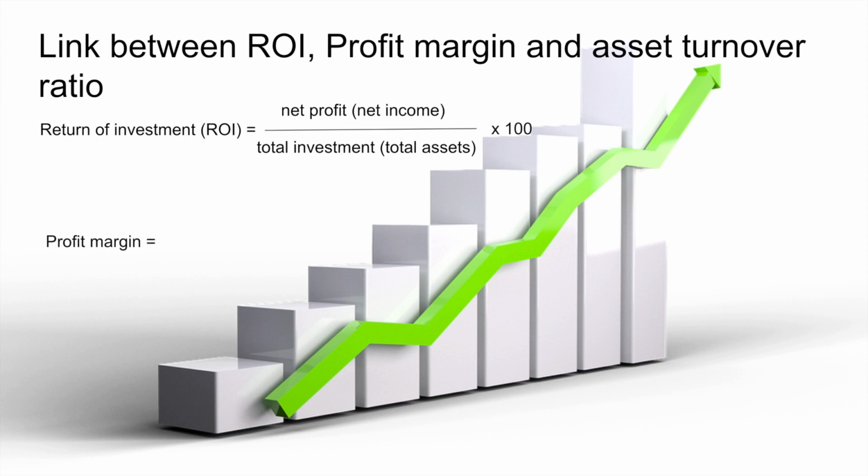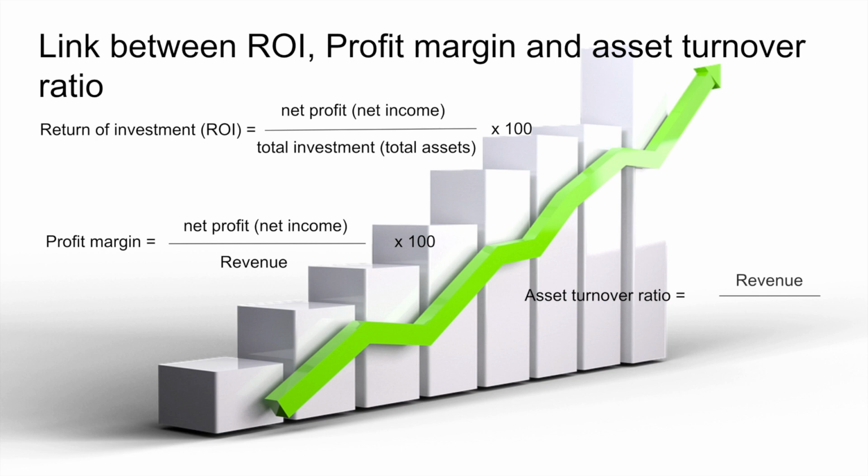Profit margins, here the equation is net profit divided by revenue multiplied by 100. And asset turnover ratio is equal to revenue divided by assets. So here we've got the three equations, and now we'll look at the link between these three equations.